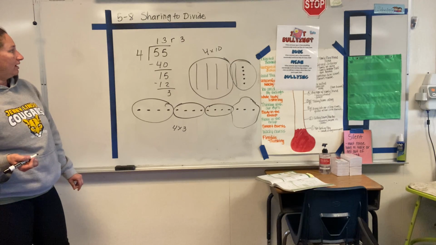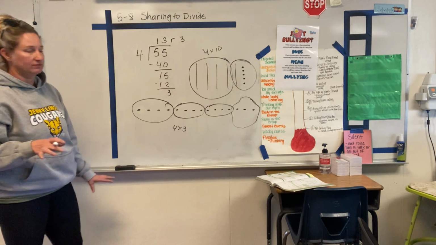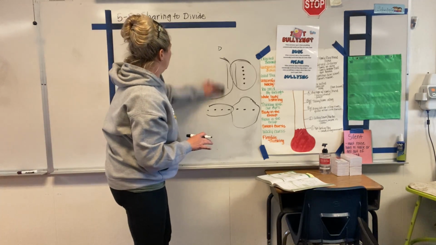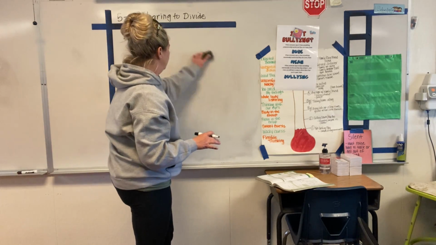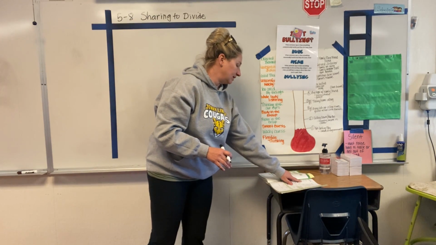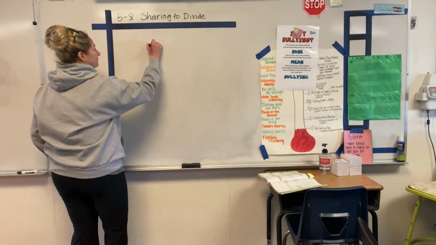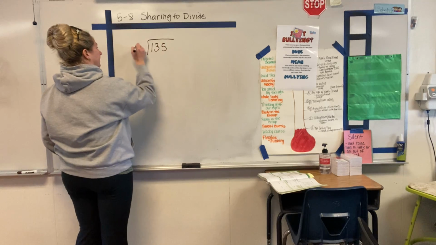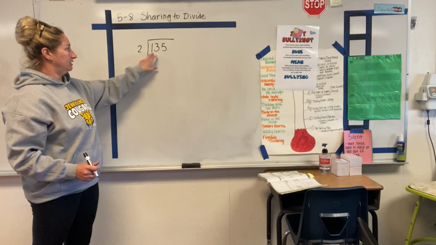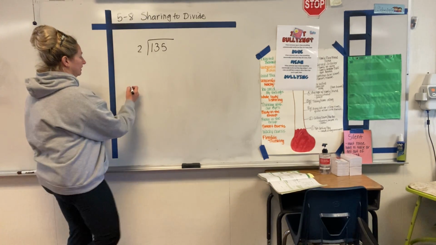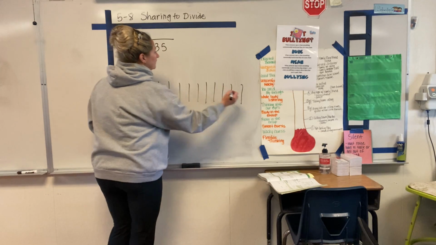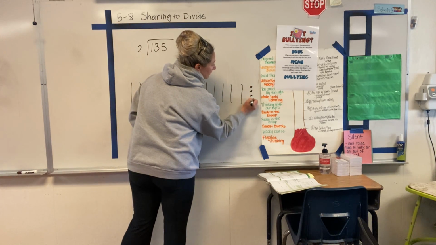All right, so let's try another one with the hundreds place. Okay, I'm going to erase this. Okay, let's do the example on the top of page 199. So 135 divided by 2. Okay, so I can draw out 13 tens, so that would be 130, and then 5 ones. So 1, 2, 3, 4, 5, 6, 7, 8, 9, 10, 11, 12, 13, and 5 ones. 1, 2, 3, 4, 5.